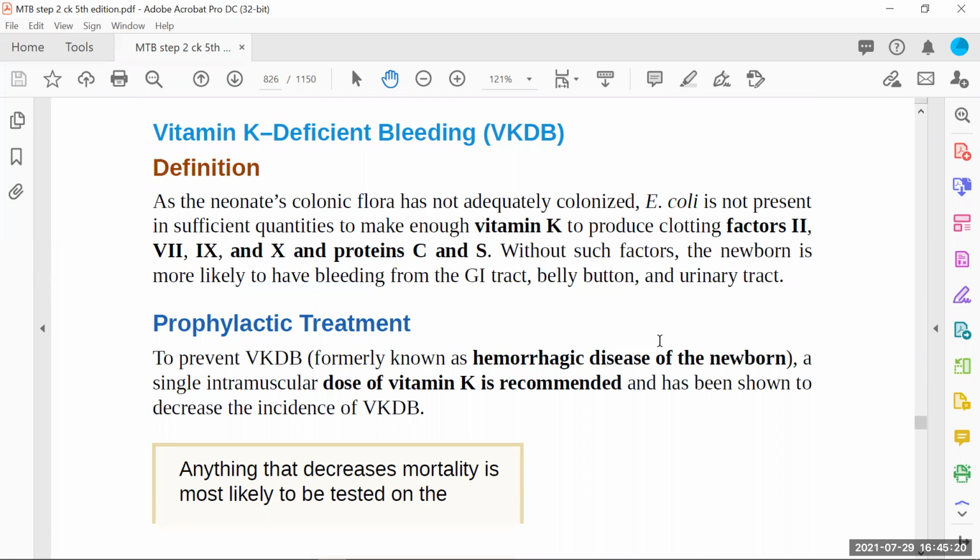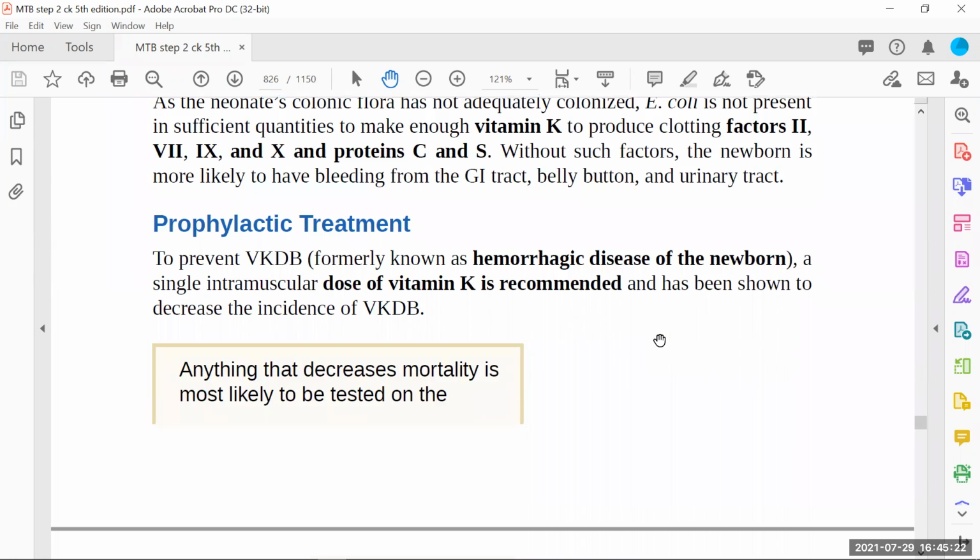So what we will give to prevent these types of diseases, we have to give a single intramuscular shot of vitamin K. And of course, those babies who are delivered at home don't have the facility of vitamin K. Those babies are more prone towards this hemorrhagic disease. And in the hospital setting, as soon as the baby is delivered, it's the duty of the nurse to give this vitamin K injection right after the birth of the baby.